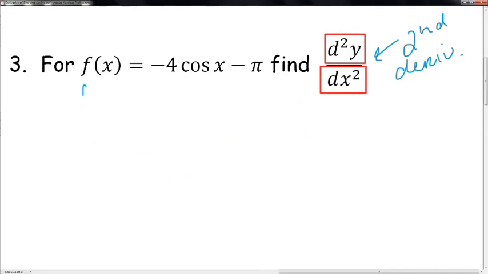So my first derivative is going to be the derivative of cosine is negative sine, but I already have a negative here, so that's going to turn into positive 4 sine. The derivative of pi is 0, so that just goes away. And so we're going to take the second derivative. Derivative of sine is cosine of x, and we're done.